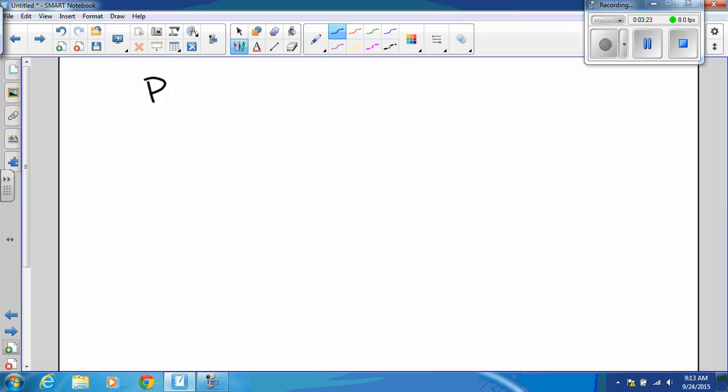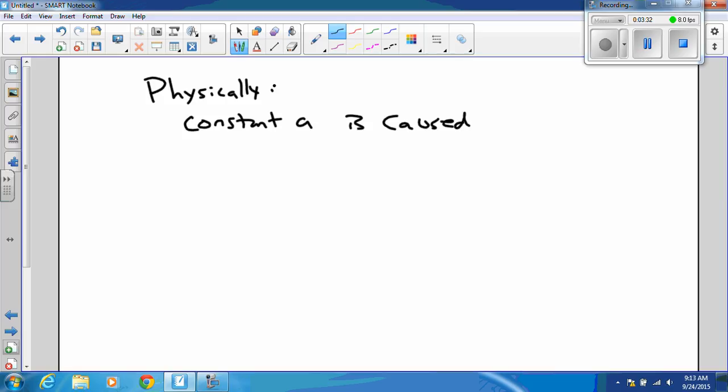First of all, physically, a constant acceleration is going to be caused by a constant or steady push or pull. So a great example of a constant acceleration would be the acceleration caused by gravity, which is a nice constant, steady pull. As long as you are falling, gravity is going to be pulling on you.